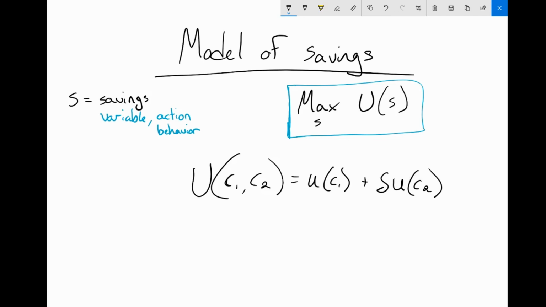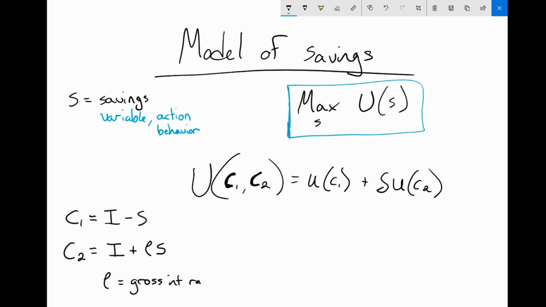Okay, and then let's define what consumption would be as a function of savings. And so let's say C1, that means the amount that I consume today. Simplest model here is just my income minus how much money I save. And then how much do I consume in the future? Well, let's just say this. It's income plus the amount of money I save times my return on that savings, where rho here is the gross interest rate, aka equals 1 plus r, where r is the interest rate.